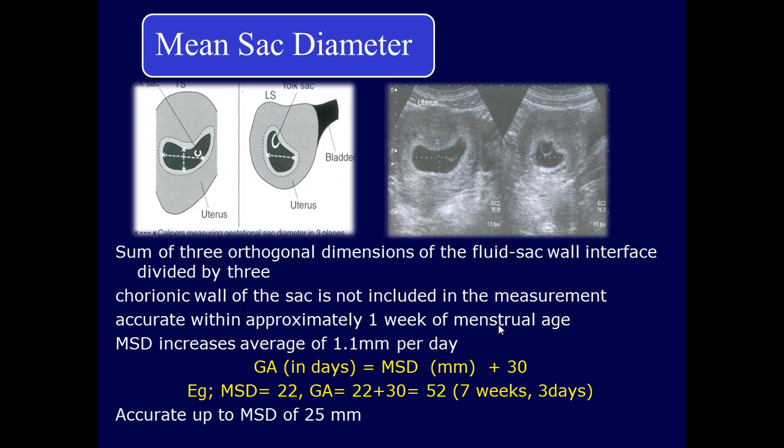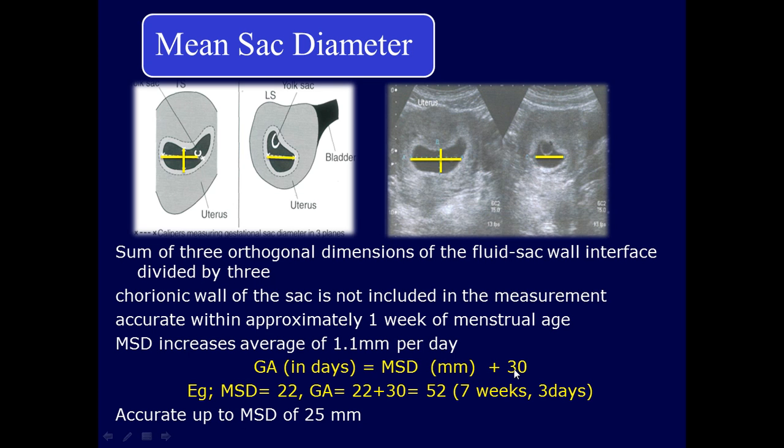Longitudinally, two dimensions are measured, length and depth, and width is measured on a transversely oriented image. The chorionic wall of the sac is not included in the measurement. Gestational sac measurement is accurate within approximately 1 week. Mean sac diameter increases about 1 mm per day in early gestation. Gestational age in days can be calculated by adding 30 to mean sac diameter in millimeters.